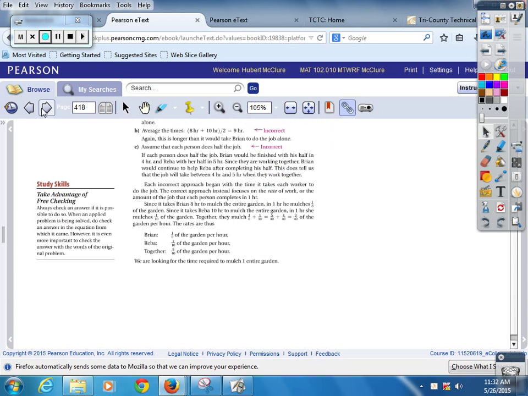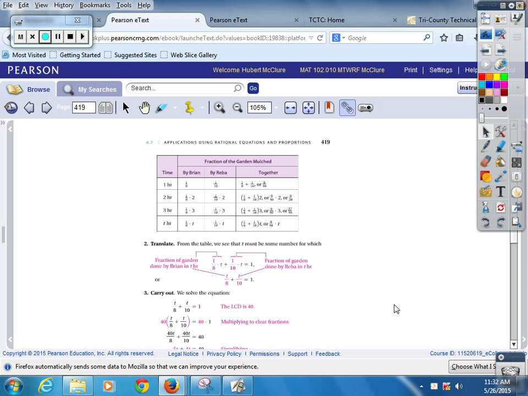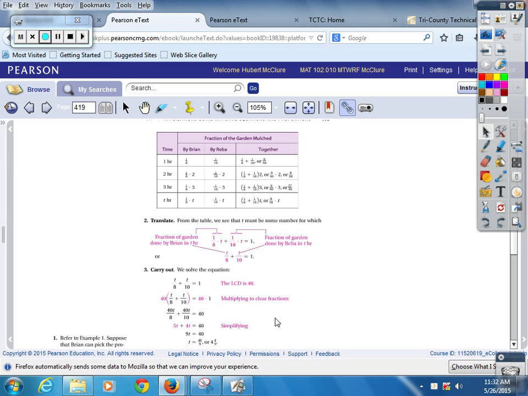And that's what they should be doing. Yep, there it is. And there's your equation. T over 8 plus T over 10 is equal to 1.